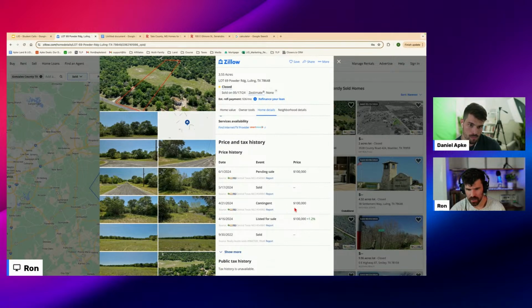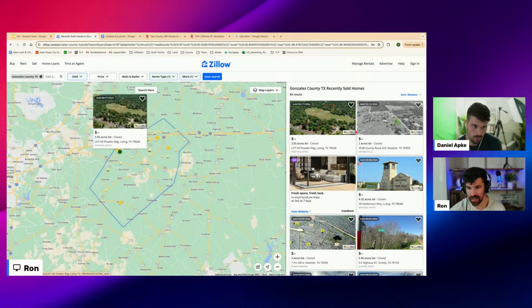Okay, so you're saying it went pending. Oh, so it probably went pending at this 421. Yeah, you're right, so that's what happened. This pending should be down here. It went contingent and pending at the same time. So this was 5 days. It probably sold pretty darn close to that 90,000 or so, with it going pending so fast.